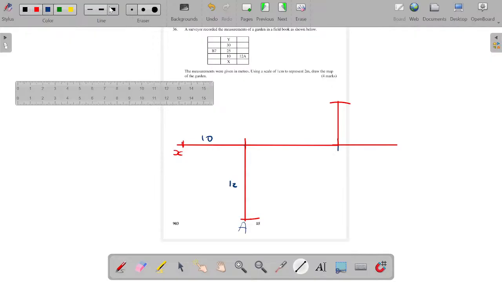This point here we call it B. Then finally, you need to measure. I need to measure 30 meters. That's like saying when I have 30 meters, it's just like saying 15 centimeters.